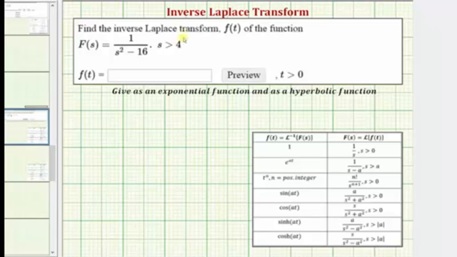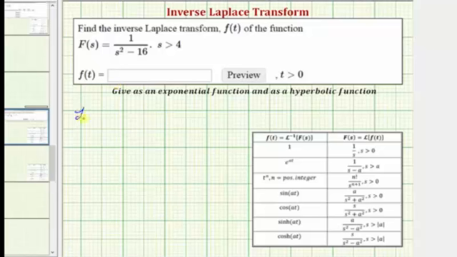For us to find the inverse Laplace transform of big F of s, which will give us the function f of t. For this example, we're asked to give f of t as an exponential function as well as a hyperbolic function. And actually in our homework system, they want f of t as an exponential function, but again we will show both. The first step is to begin with big F of s and find the inverse Laplace transform of both sides of the equation.